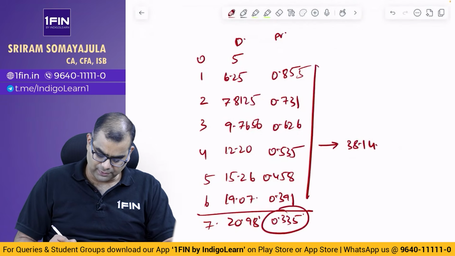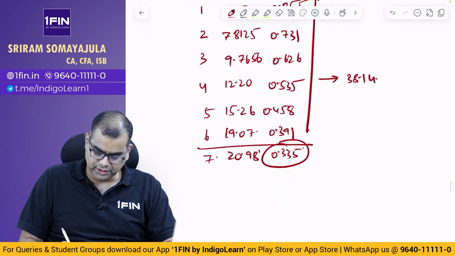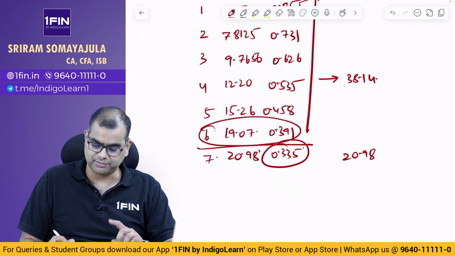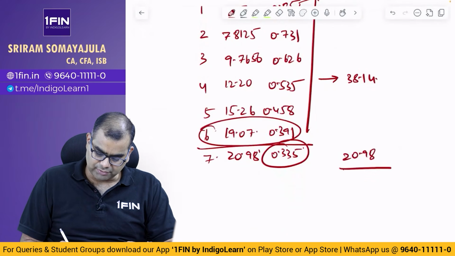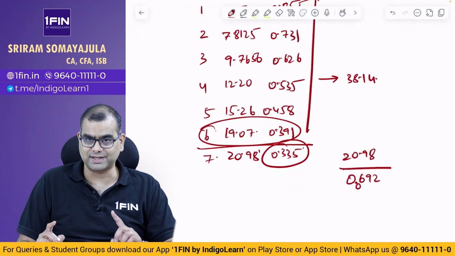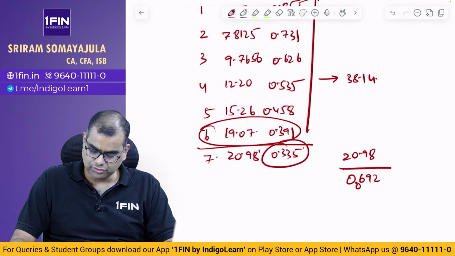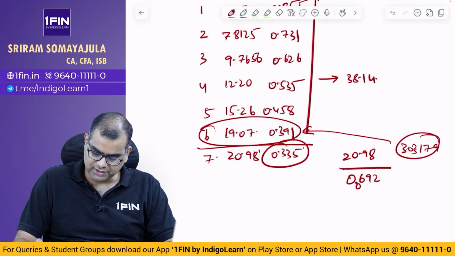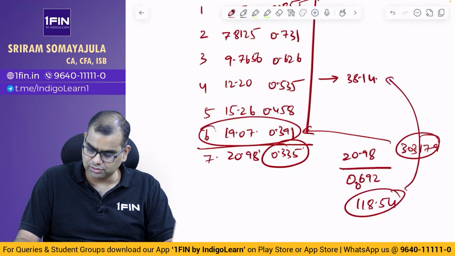Now you have to arrive at 20.98, which is the D1 for that year. So basically you are arriving at the value at the end of this period by Ke minus g, 16.92% minus 10%, because it is growing that way. So 20.98 divided by 0.0692, you get 303.179, but this is the value at the end of the 6th year. So you multiply this with 0.391, you get 118.54.